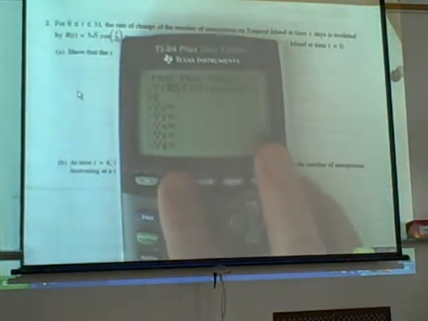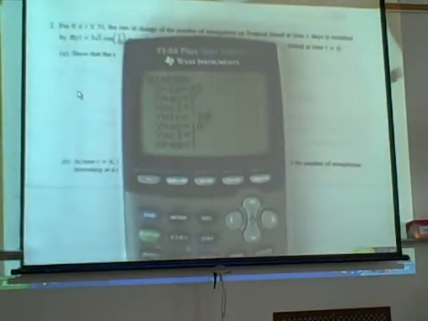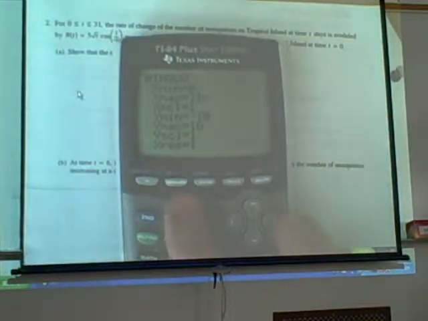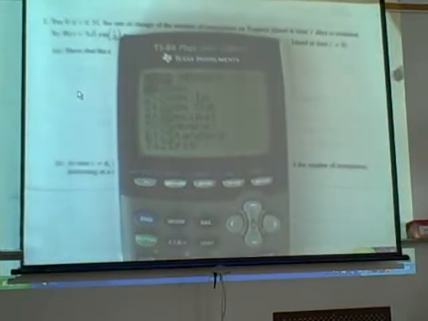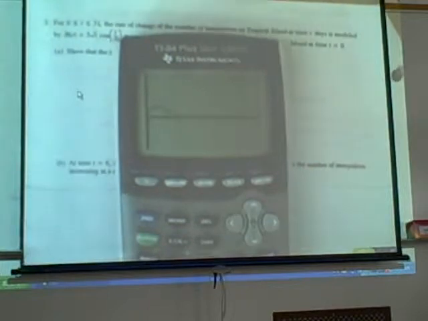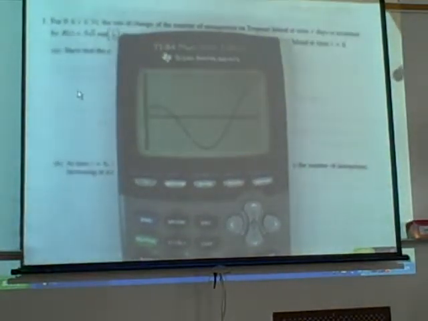Then go to window. What should I set my x min to? What did it say was the minimum number for t? 0. How about the max? 31, wasn't it? So 31 for max. And then hit zoom 0, zoom fit. There's our graph.